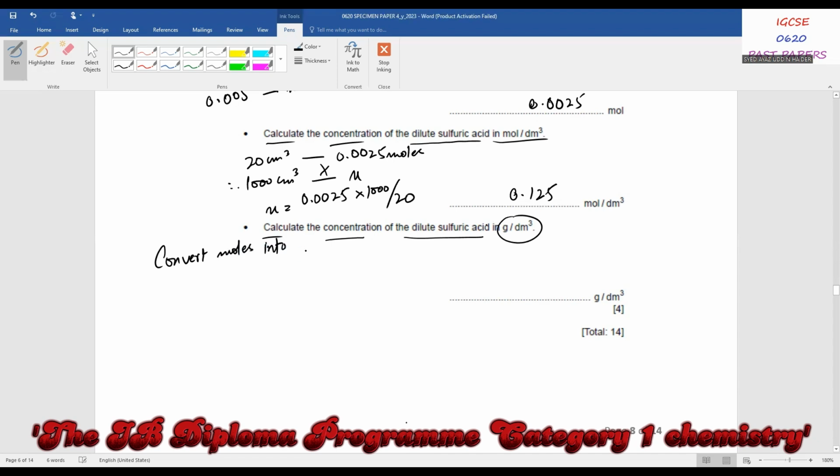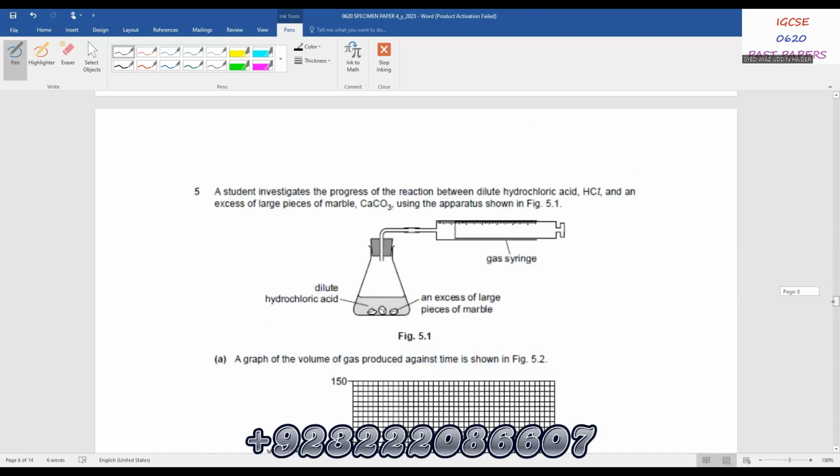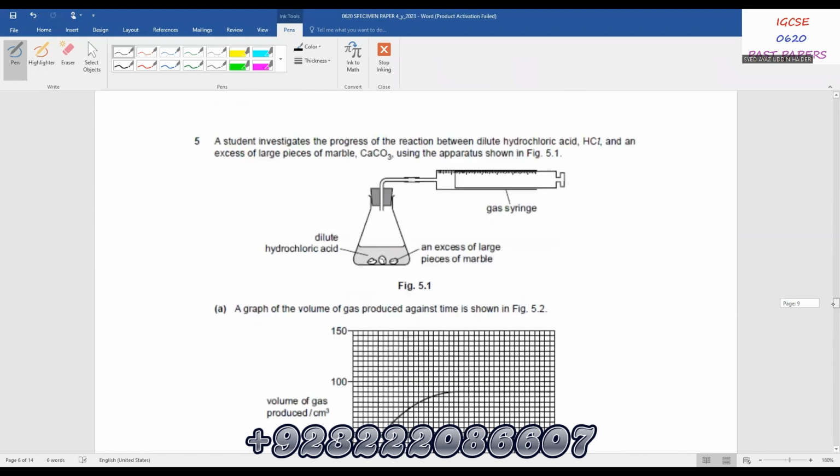Moles into grams. You know the formula? Mass is equal to number of moles multiplied by MR. Now we have sulfuric acid. The MR of sulfuric acid will be 98. So you'll multiply this by 0.125. Answer will be 12.25 grams per decimeter cube. This will be your final answer.